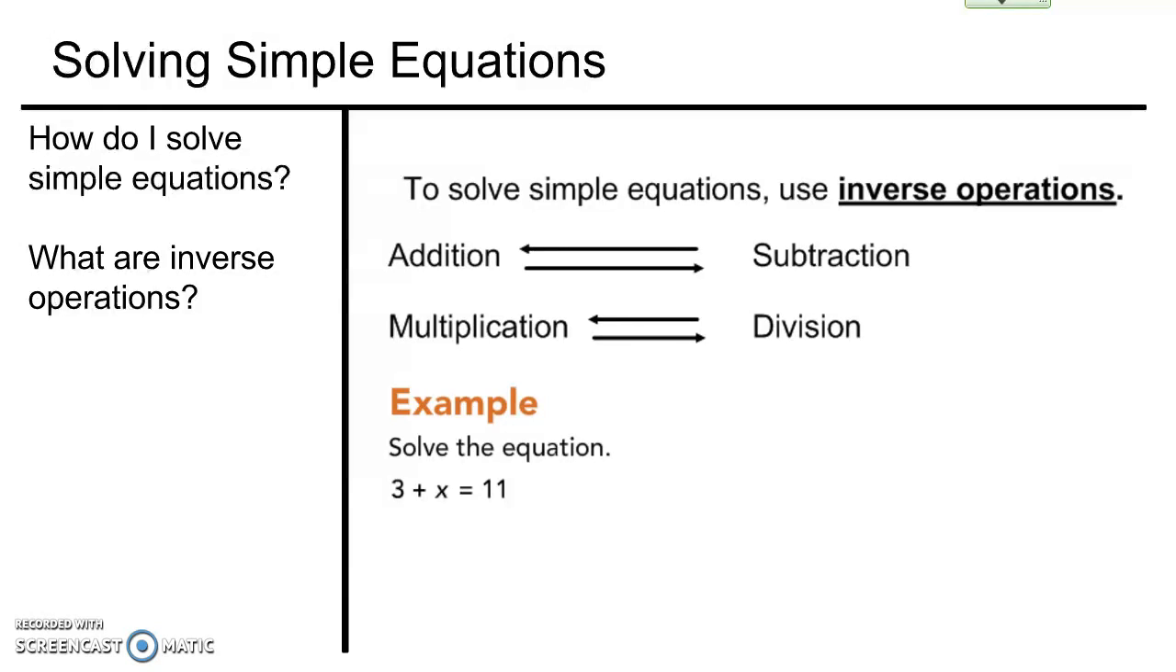All right, first, a review. You don't need to copy this. Just remember, how do I solve simple equations? To solve simple equations, we use our inverse operations. Addition and subtraction are inverse operations. Multiplication and division are inverse operations. So if I was going to solve this equation, 3 plus x equals 11, I would subtract 3 on both sides to get rid of this 3 right here. Okay, we'd get x equals 8.